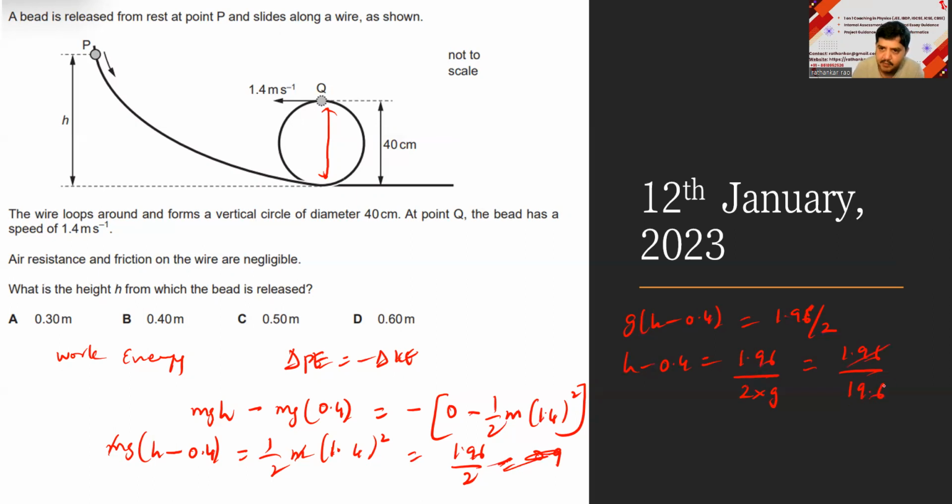So 1.96 divided by 19.6, which should be equal to 1 by 10, which should be equal to 0.1. So h should be equal to 0.1 plus 0.4, which should be 0.5. So the answer is C.